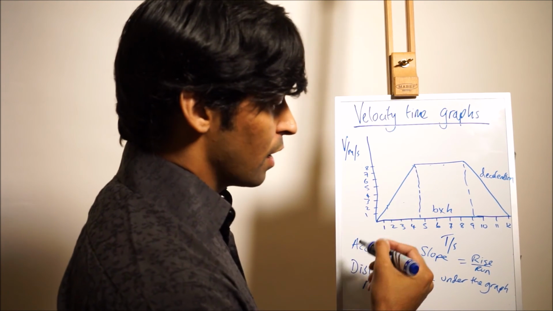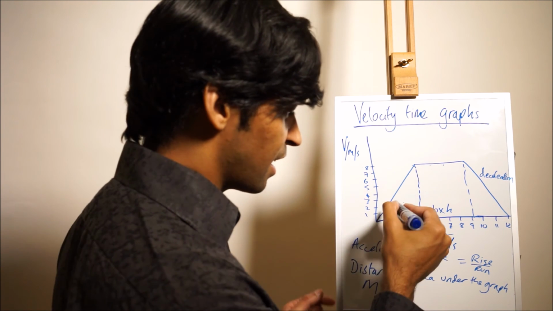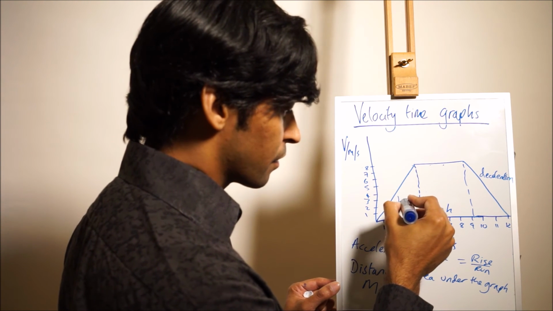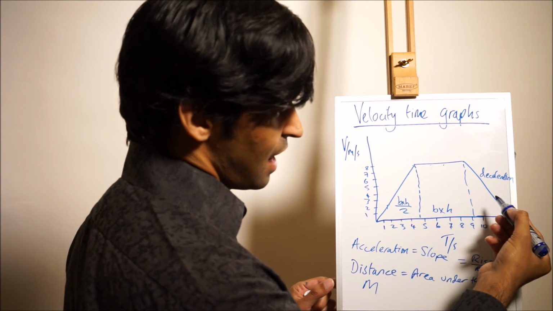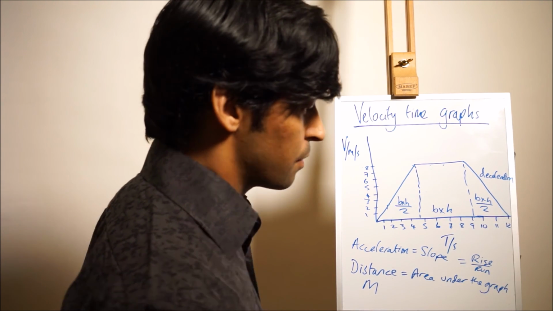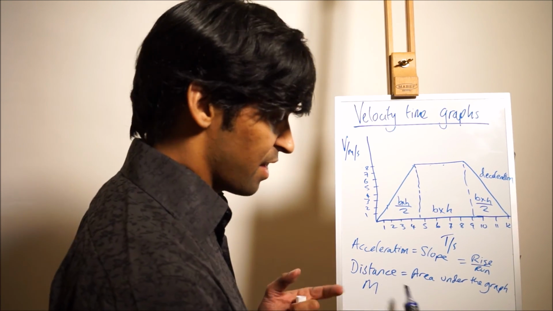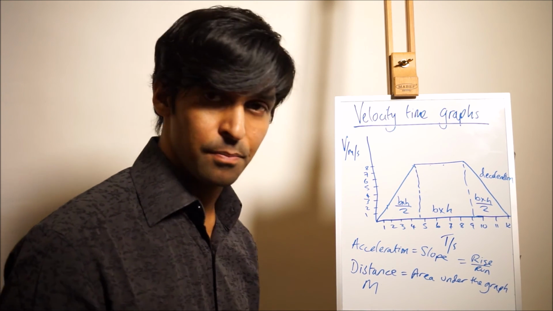For a triangle, it's base times height divided by 2, or you could also write half base times height. It is the same thing. Okay, and again, this is a triangle as well. So it's base times height divided by 2. You work out all of those, you add them together, that gives you a total distance.